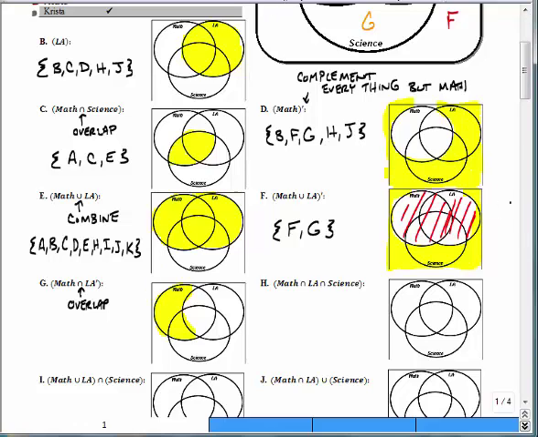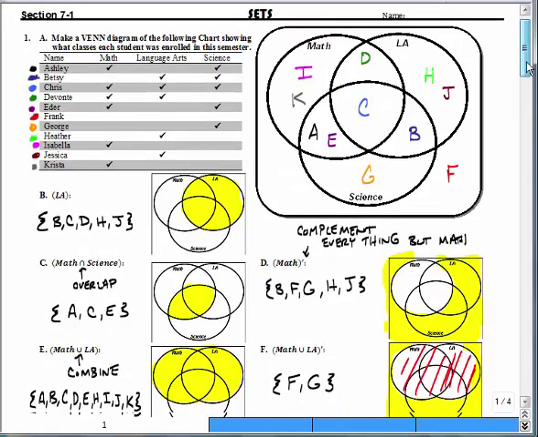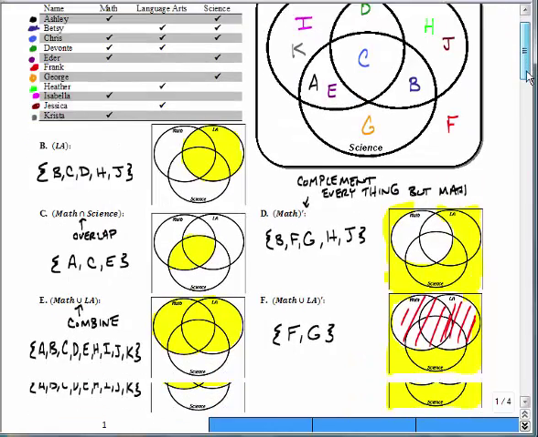So let's see which students fit in that space right there. It looks like it would be A, E, I, K.